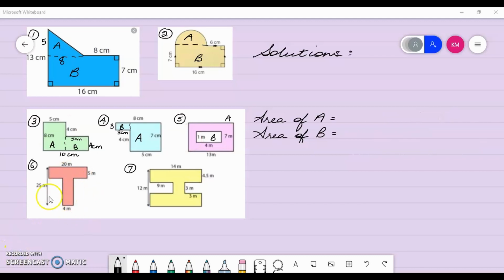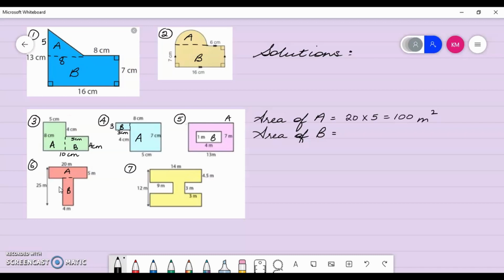Let's look at number 6. I can divide that shape along here, and I can call this one A and this one B. So let's look at rectangle A. I'm seeing 20 as our length and our width is 5. So area of A is 20 multiplied by 5 to give 100 meters squared.